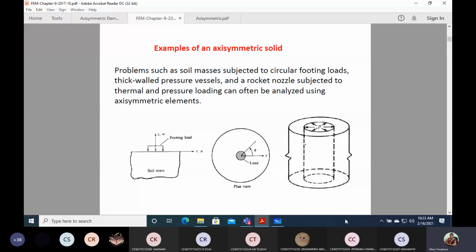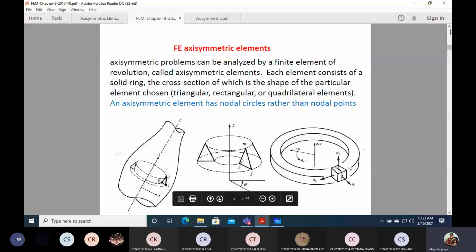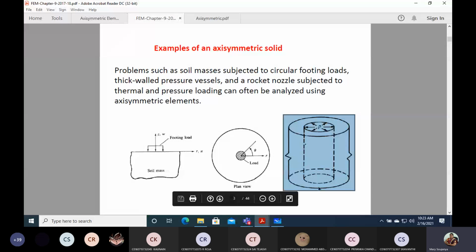Please remember, it is not a 2D element. It is a 3D element, which is symmetric about the axis and independent of the rotational coordinate. That is why we reduce it to 2D, that is, we analyze it using the format we use for a 2D element. These are some of the problems you can see: a cylindrical structure where load is applied. See, the load is applied symmetrically about the axis.